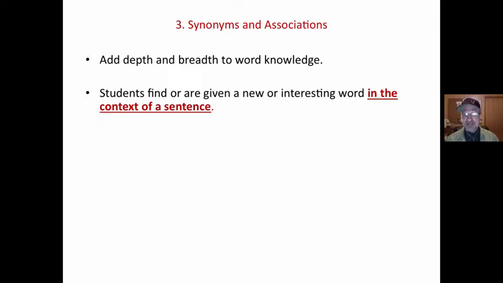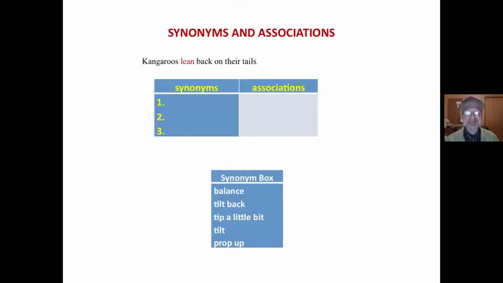Students find or are given a new and interesting word in the context of a sentence, and then they have to find synonyms, either words or phrases that mean about the same thing, and things they associate with that, to provide scaffolding. So you may have to provide a synonym box and have students choose 2 or 3 synonyms. And this works best in small group.